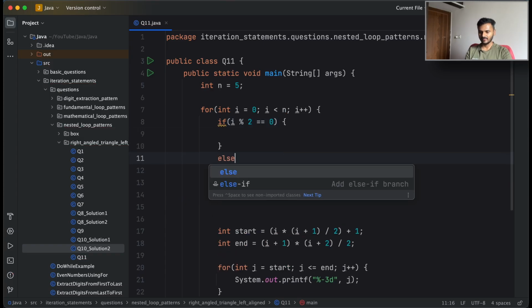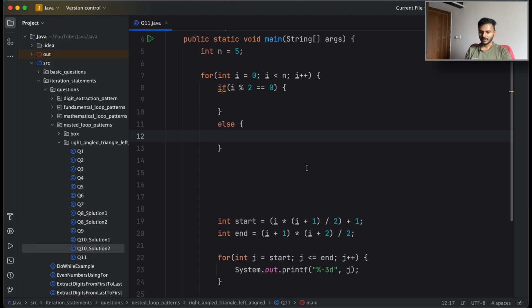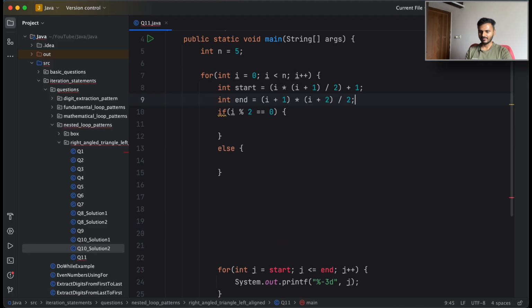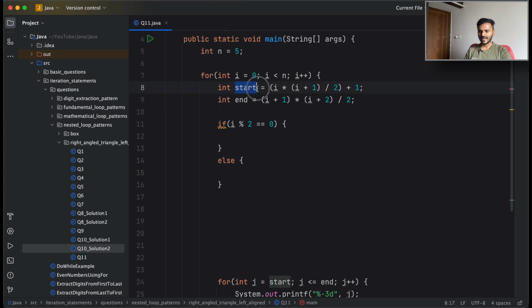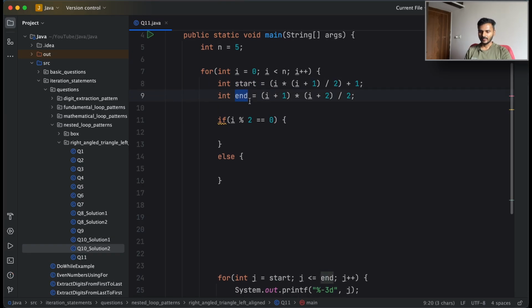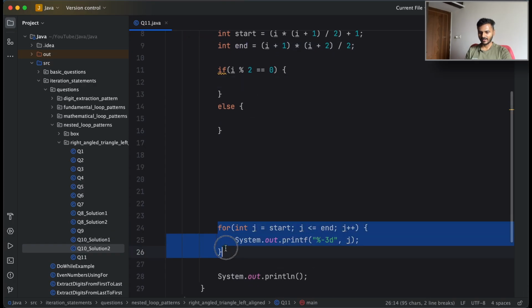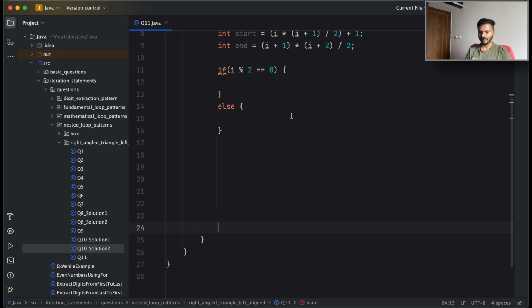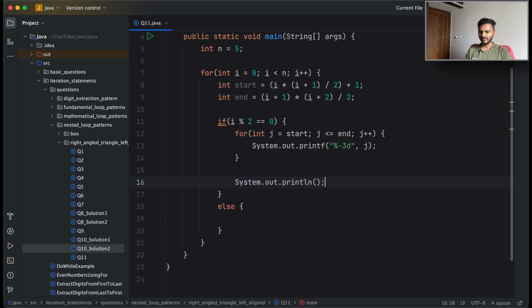Right? Otherwise, i is an odd number. So what will we have to do if i is an even number or if i is an odd number? We will calculate start and end, right? So according to whatever we have discussed, if i is an even number, the logic will remain the same, which means we'll grab this and paste it here.